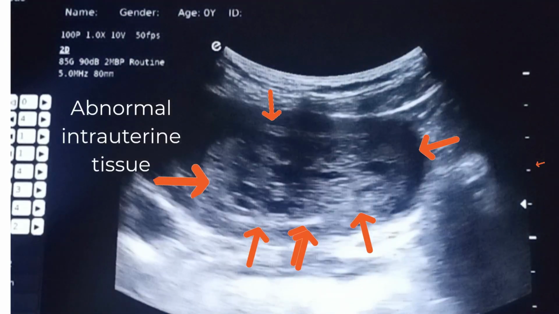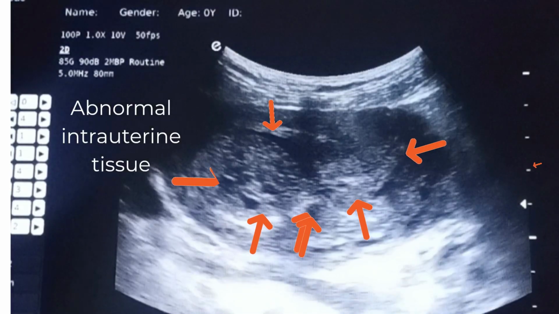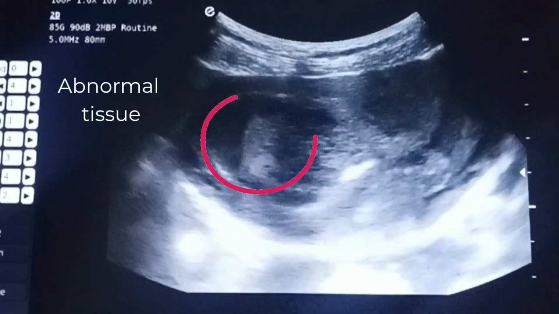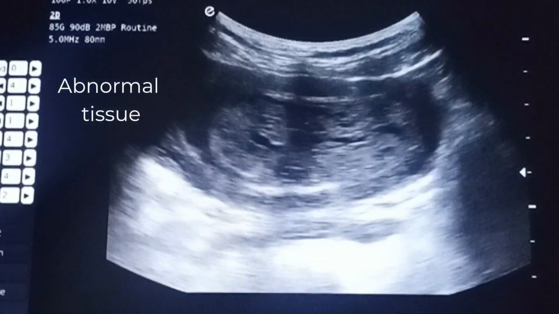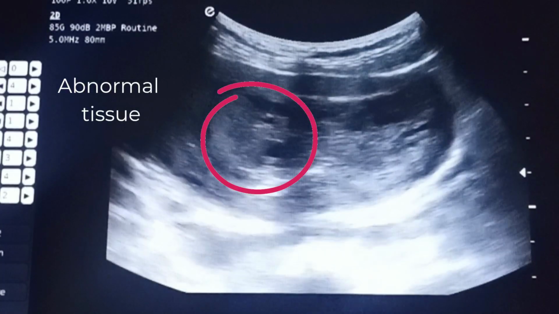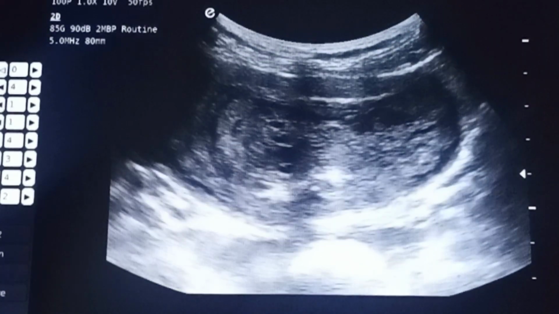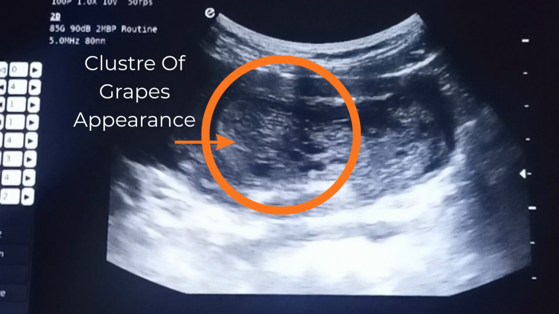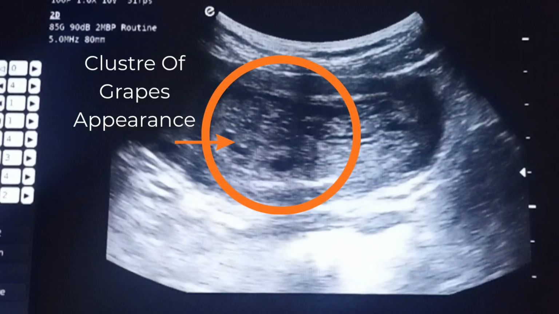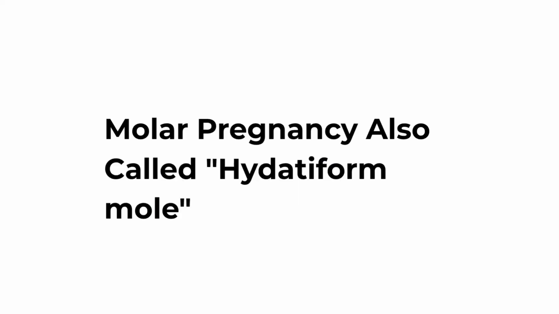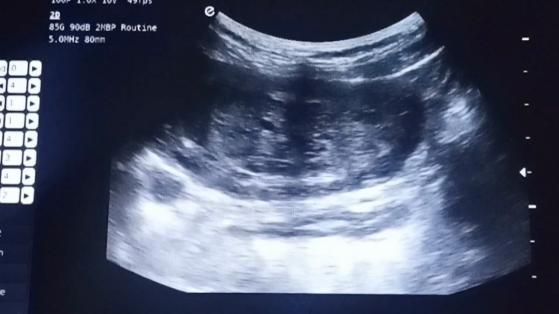Inside the red circle, there is heterogeneous echogenic tissue containing multiple small cystic spaces. These fluid-filled spaces give the tissue a characteristic grape-like or cluster of grapes appearance, which is a typical ultrasound feature of a molar pregnancy, also called a hydatidiform mole.